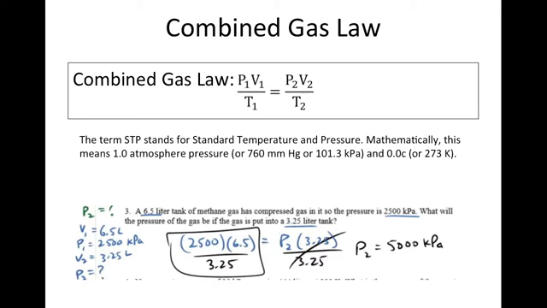So 2,500 times 6.5 over 3.25 is equal to P2, and then there's the math, and P2 turns out to be 5,000 kPa. And over here you can see that I got V1 is equal to 6.5 liters, P1 is equal to 2,500 kPa, and V2 is equal to 3.25 liters, and P2 is what we're trying to solve for. So my math would be 2,500 times 6.5, and then you divide it by 3.25, and then you get your answer of P2 being 5,000 kPa.